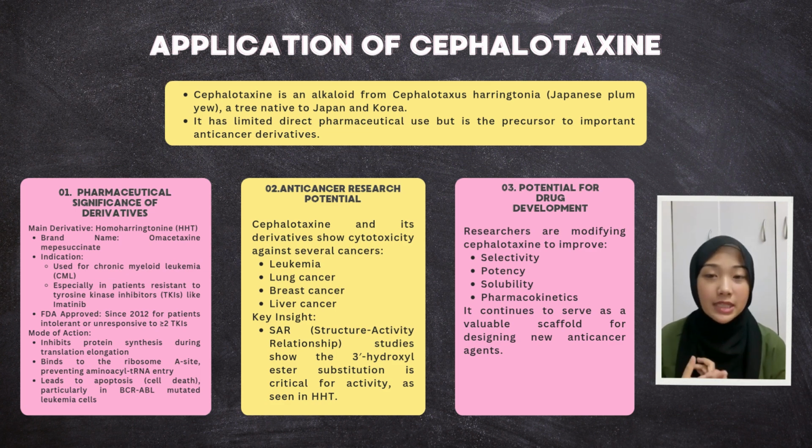Firstly, pharmaceutical significance of the derivative, which is homoharringtonine, HHT. It is used for chronic myeloid leukemia, especially in patients resistant to tyrosine kinase inhibitors. It inhibits protein synthesis during translation elongation and binds to the ribosome site, preventing amino acyl tRNA from entering, and it leads to apoptosis, particularly in BCR-ABL mutated leukemia cells.